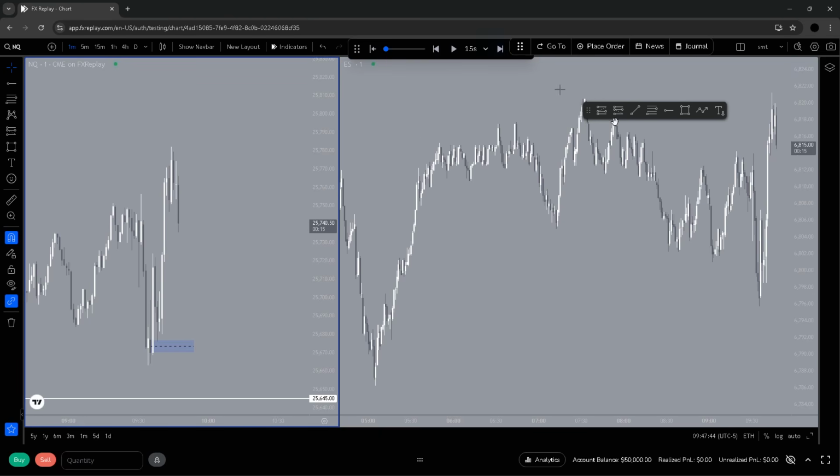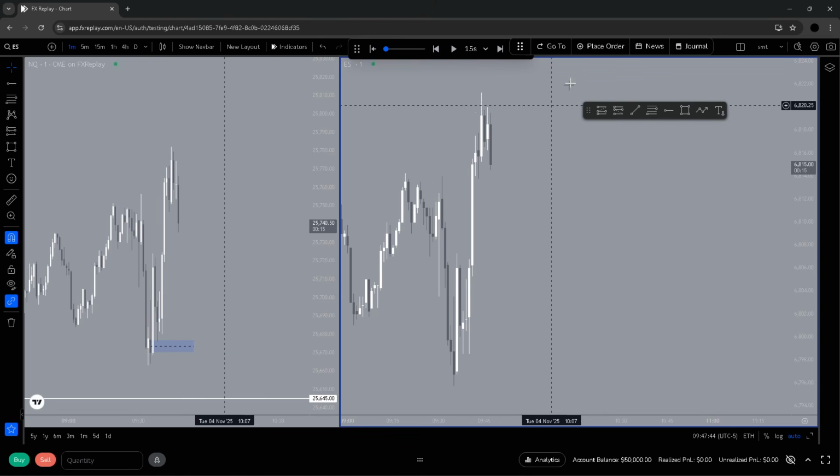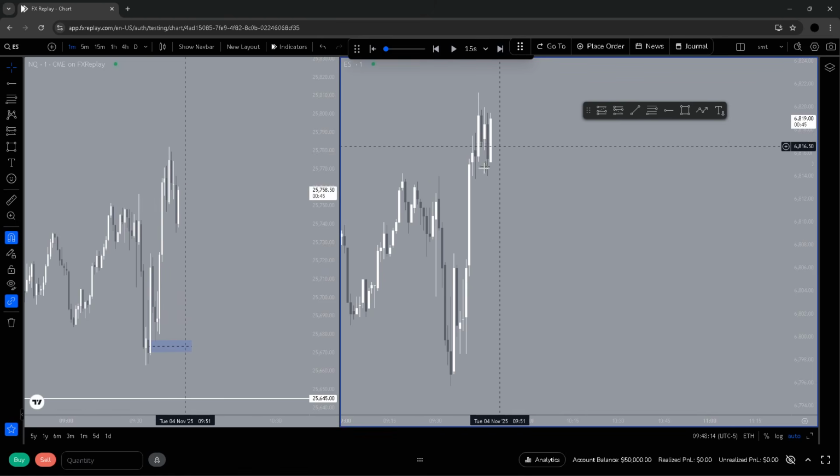So let's see. We've rebalanced. That's also SMT on ES. So that SMT holds as well in displace. So I'm going to get in right there. Yeah. I'm going to get in 2 minis.